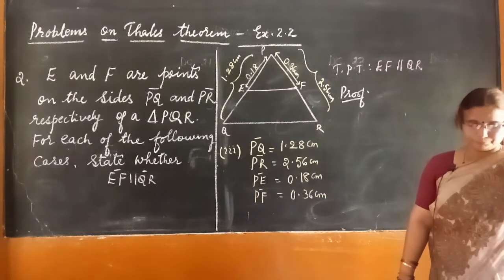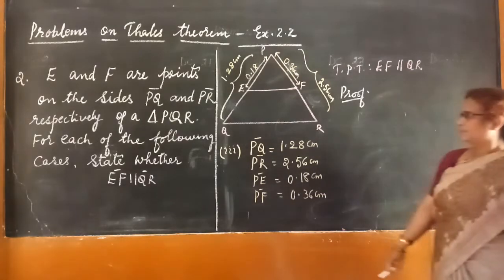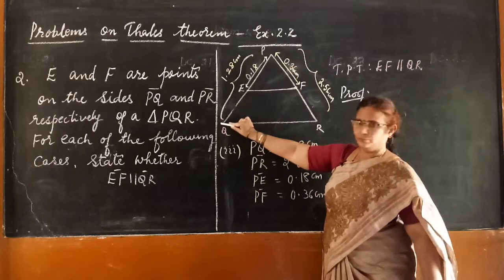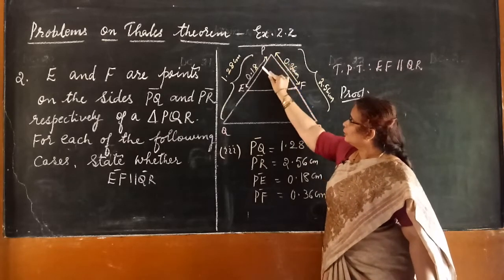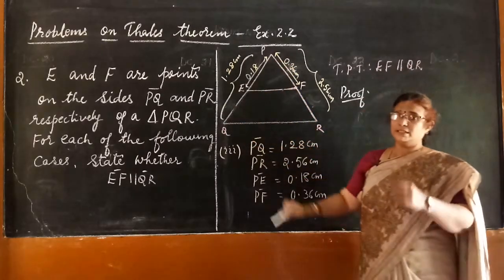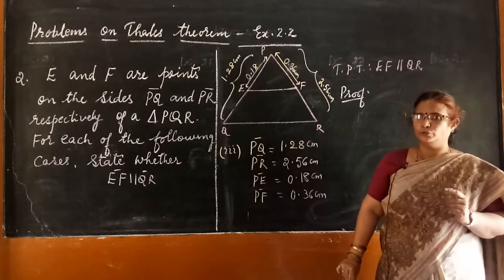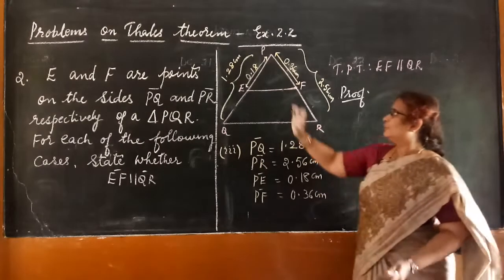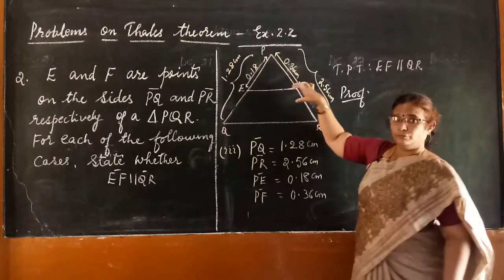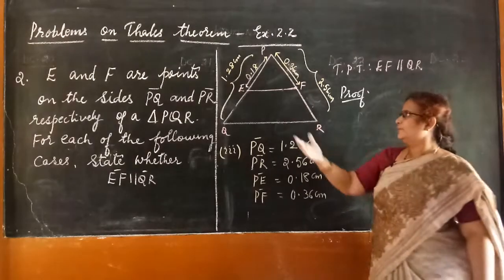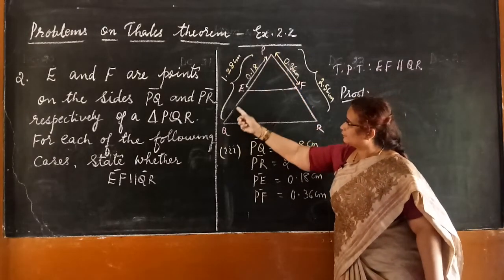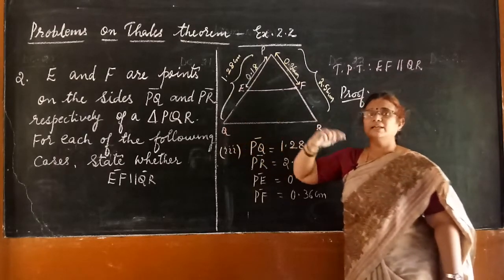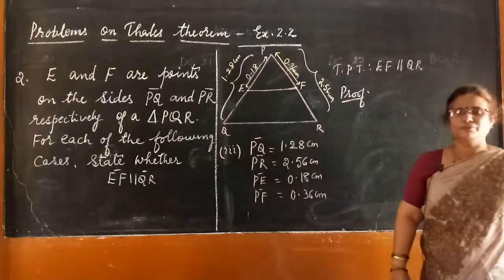In the third case, length of PQ is 1.28. Look at here, PQ. It is a complete side of the given triangle. When the side of the given triangle is given, I told you to recall the corollary of basic proportionality theorem. If they give only the part, then we have to go for Thales theorem. If they give the complete side of the given triangle, then we have to go for the corollary of Thales theorem.